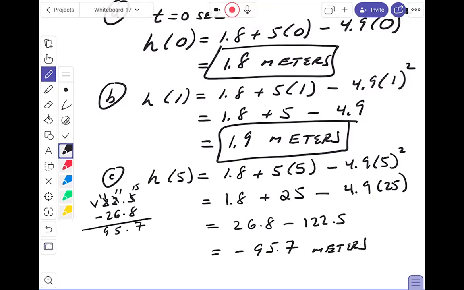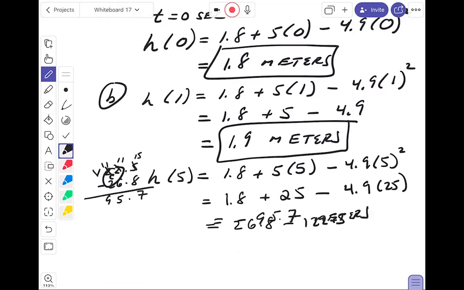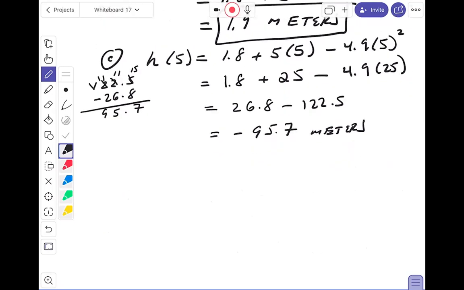Okay. You may forget what the question is. Go back and read it. Is this reasonable? This is not reasonable. It's the height above the ground. So if hitting the ground would be 0, minus 95 means it's going through the ground. This is just not reasonable. All right, so I'm going to say not reasonable.